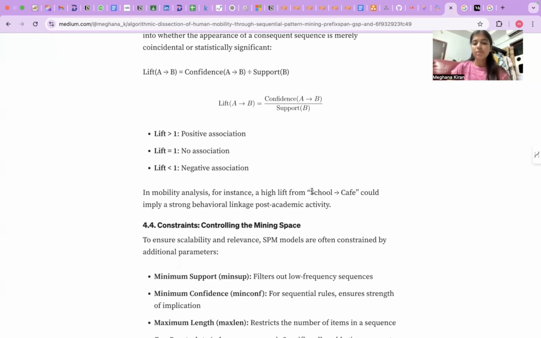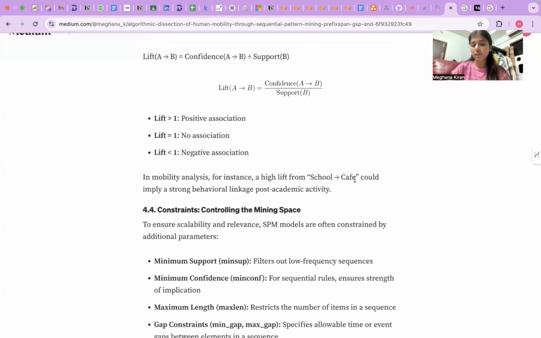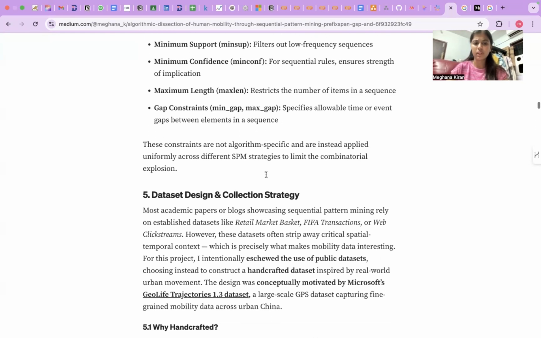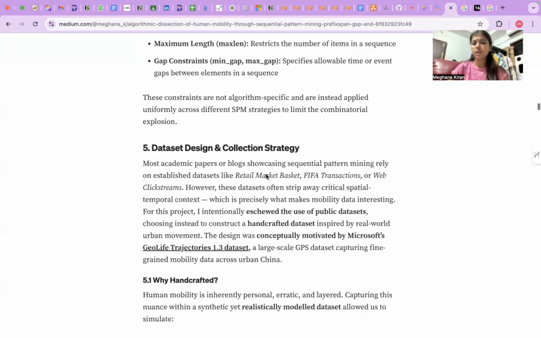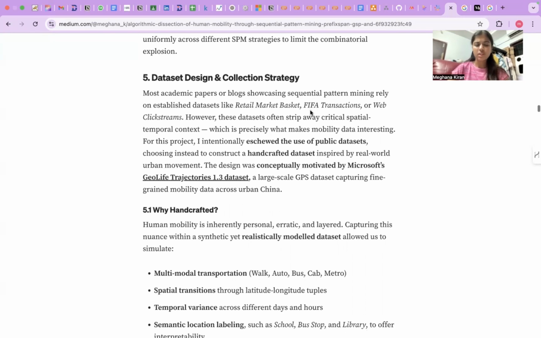For example, if school to cafe has a higher lift, then that means there is a strong behavioral linkage, with post-academic activity in the cafe. And these are some constraints which I've already discussed: support, confidence, the maximum length, and the gap constraints, minimum gap and maximum gap, which specify the allowable time or event gaps between elements in a particular sequence. And then we have the dataset design and the collection strategy.